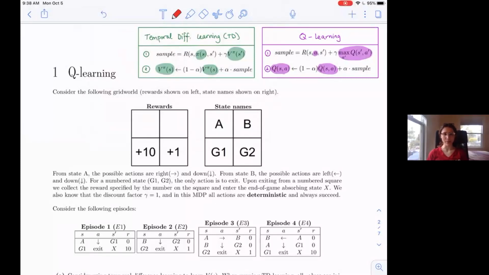Today we're going to be talking about reinforcement learning. We're going to be specifically focusing on Q-learning and temporal difference learning. So let's jump right into it with the very first problem on Q-learning.